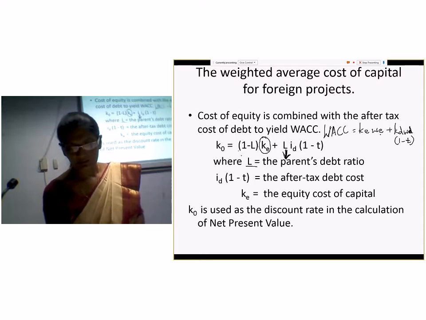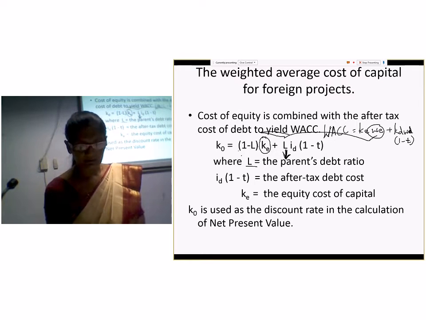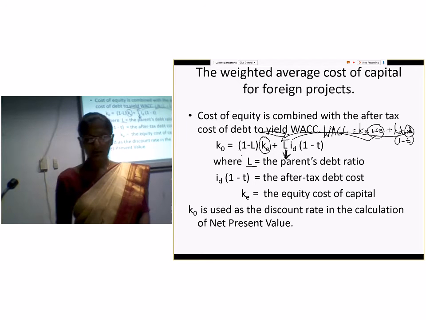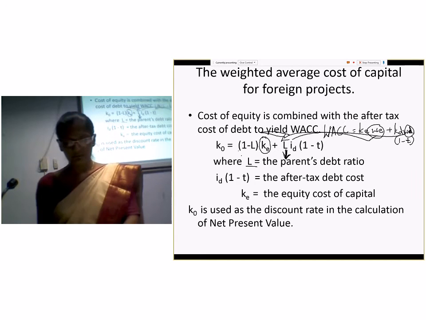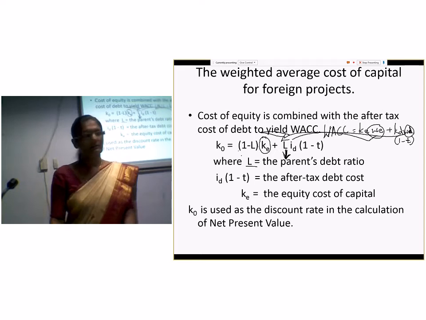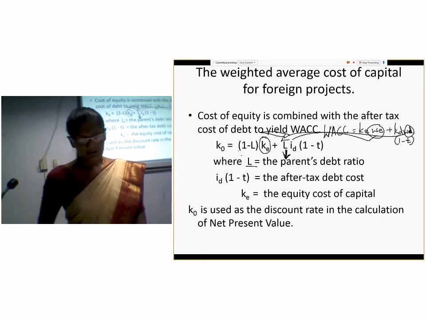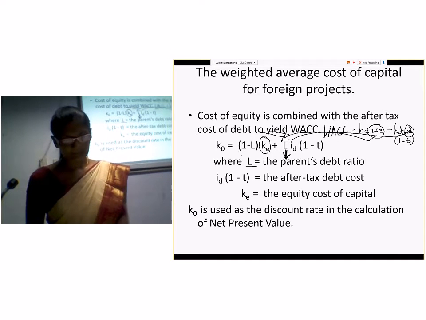So instead of WE, we have used L here, right? Yeah, L here. Instead of WD, we have used 1 minus L. That is the only difference, right? So always we have to take the after-tax cost, right? There is no other difference. Okay, shall we do one example on this?